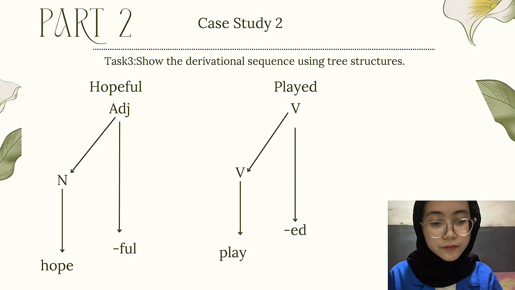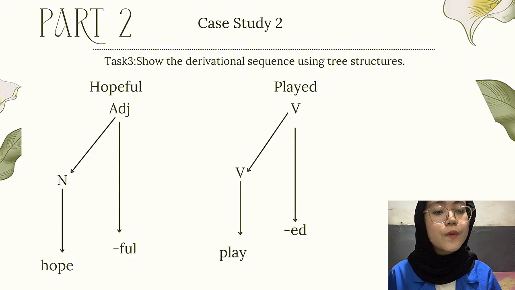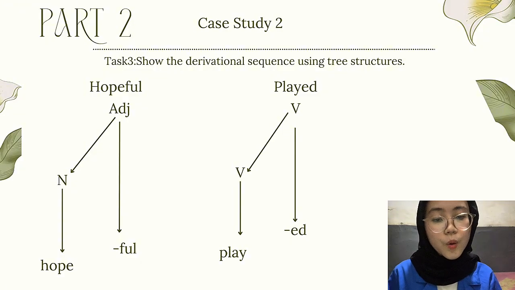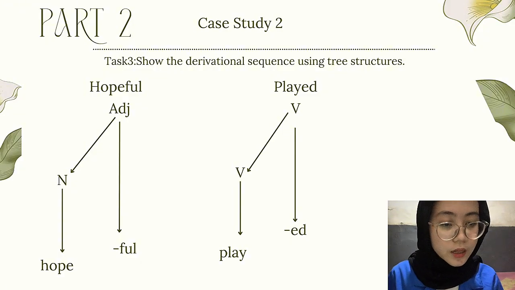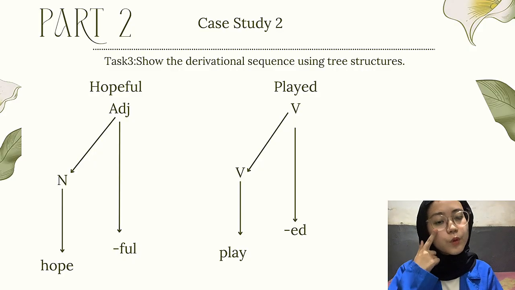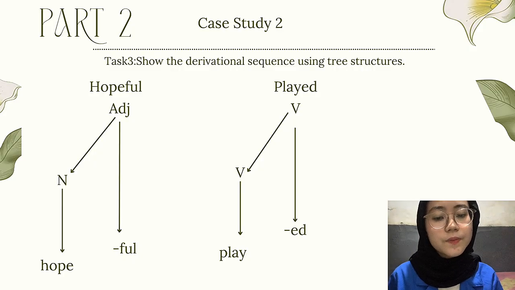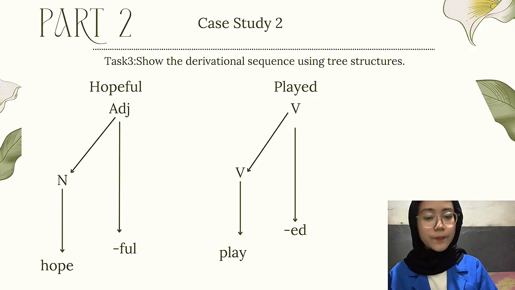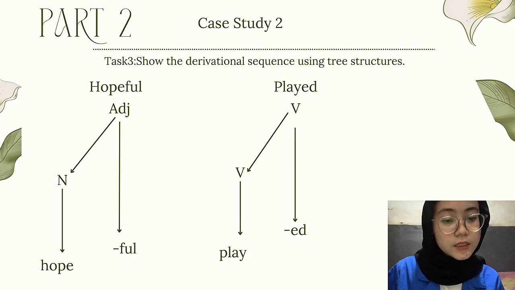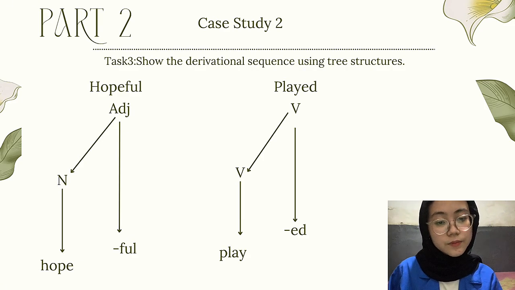And then the other example is hopeful. We start with the noun hope, and then we add the suffix ful, and it becomes the adjective hopeful. Same, and the last is played. We start with the verb play, and then we add the suffix ed, so it becomes the verb played.